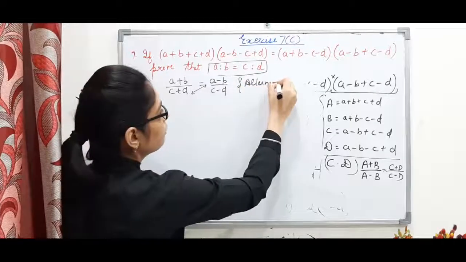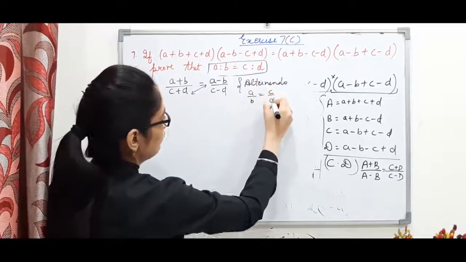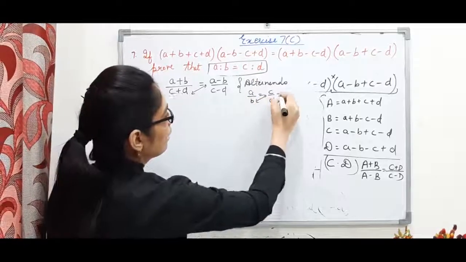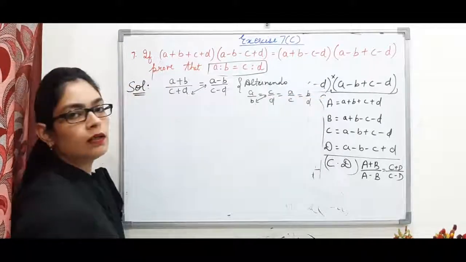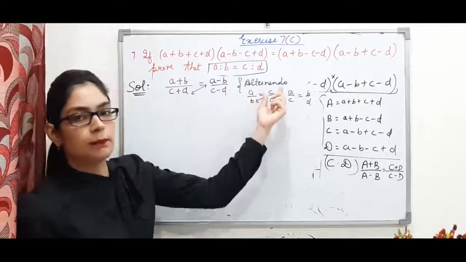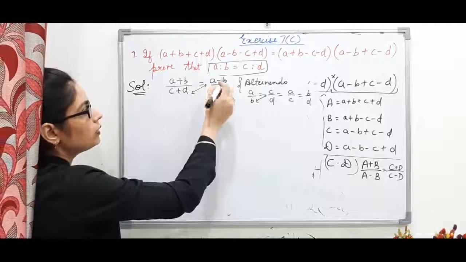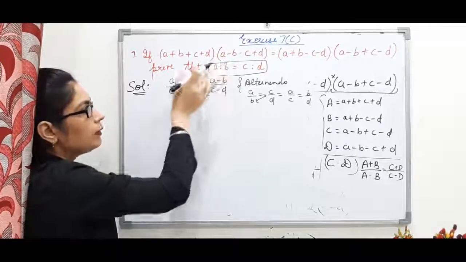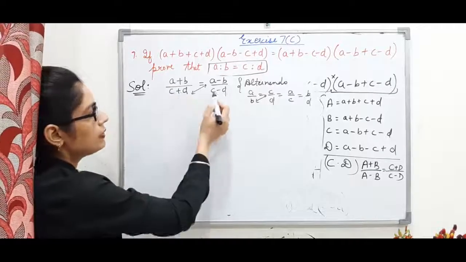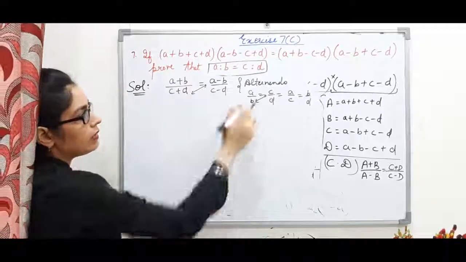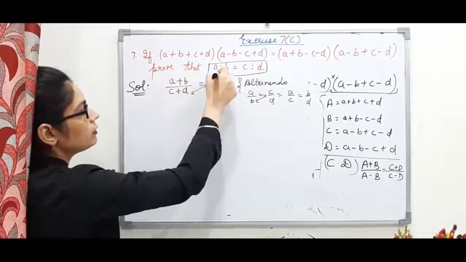According to alternando, if a by b it is equals to c by d, then a by c it is equals to b by d. Just interchanging of these two terms, b and c. So why I am interchanging these two terms? Because a plus b it is similar to a minus b, so that I can write these two terms together, same way, c plus d and c minus d. So that is why we are applying here alternando.